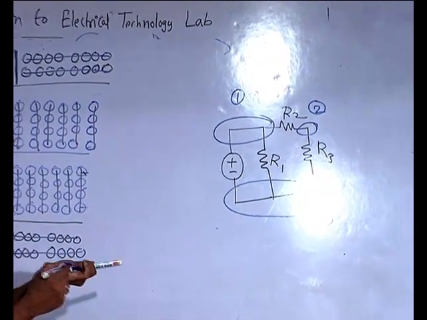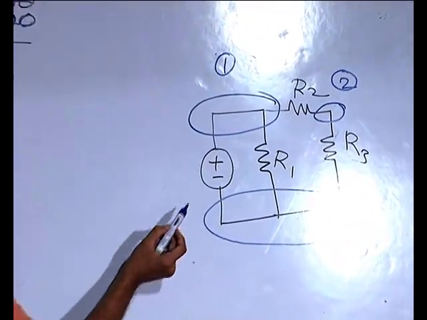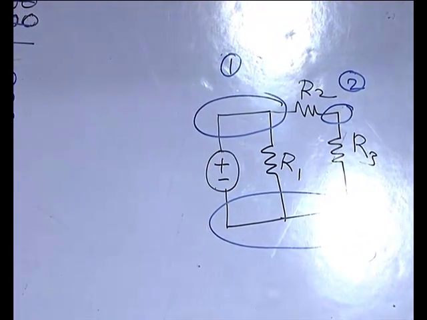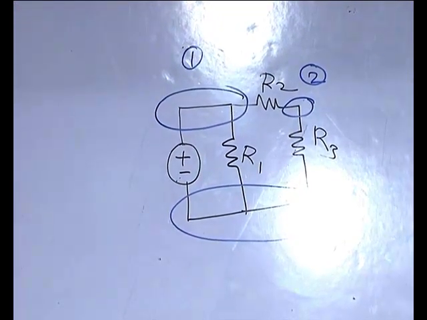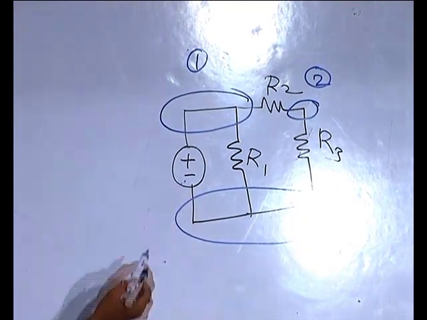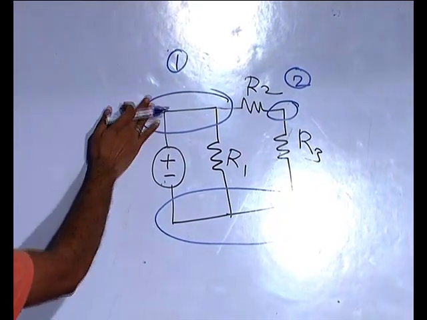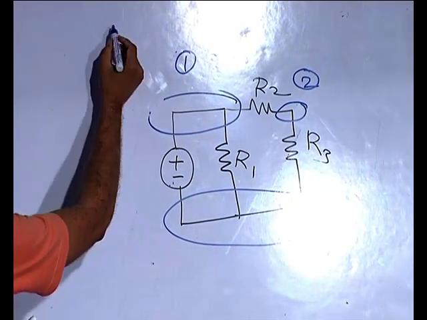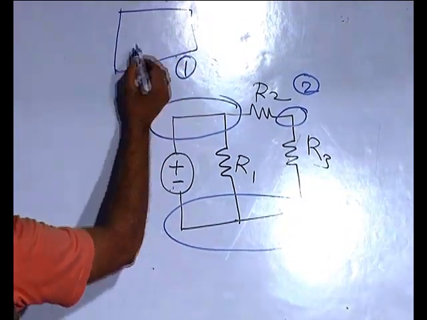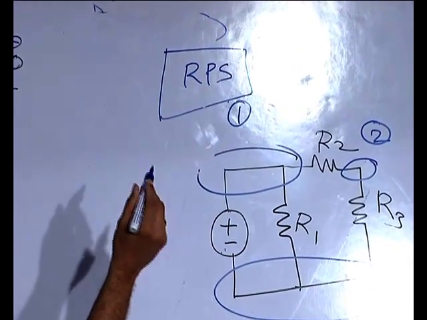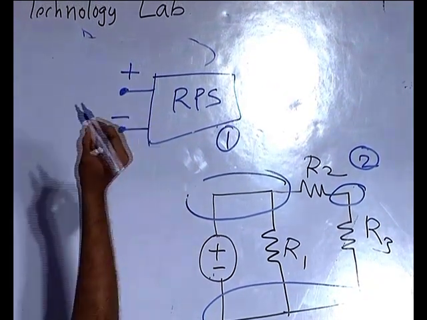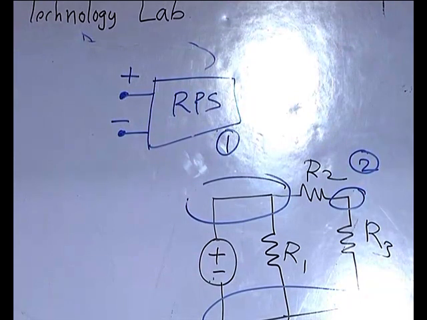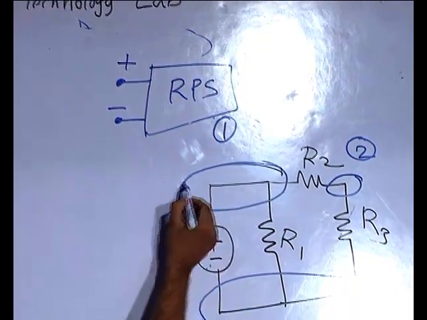Before connecting this, I will just make some symbols on this. This is the DC supply. In the lab you will get this DC supply from the regulated power supply, the RPS, which I have shown you. So let me draw the RPS here. This is the RPS. For this RPS, this terminal is plus and this terminal is minus. Now this is the first junction.